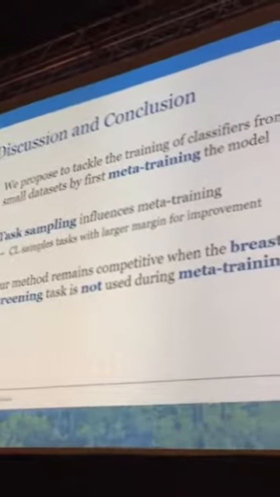Finally, in this work, we have proposed to meta-train a classifier before the training phase. The goal of the meta-training is to teach the model to solve problems where only a small training set is available. And this is achieved by asking the model to solve many classification problems during the meta-training phase. We've seen that the order in which you present the tasks really affects the performance, and it was the curriculum learning setup which yielded the best results. Finally, we've shown that if we don't use the task of interest during the meta-training phase, our model remains competitive.